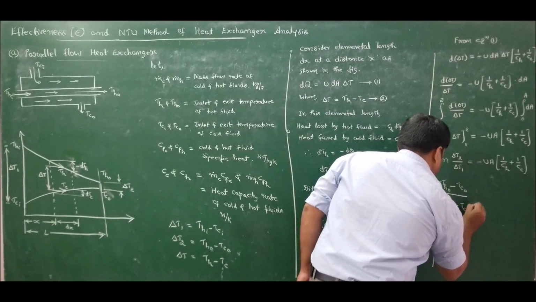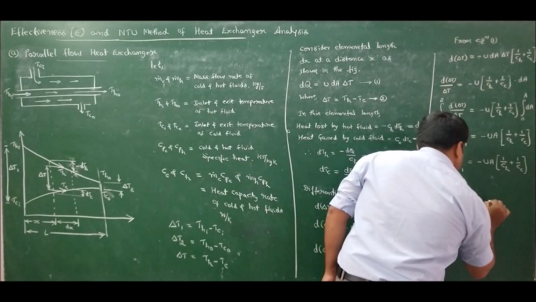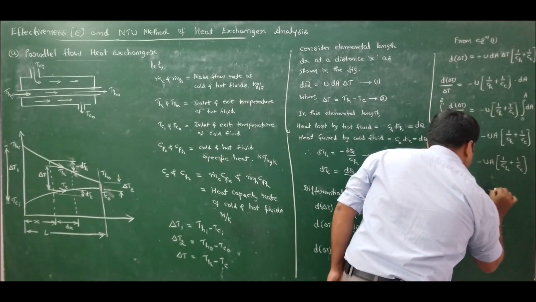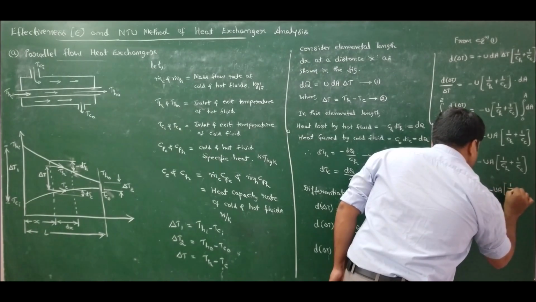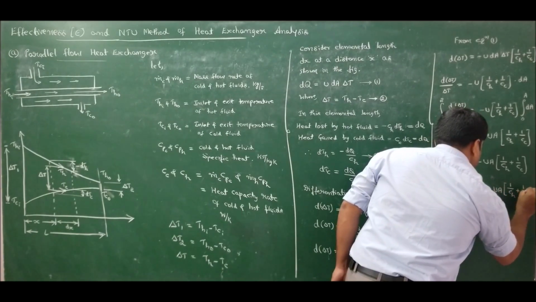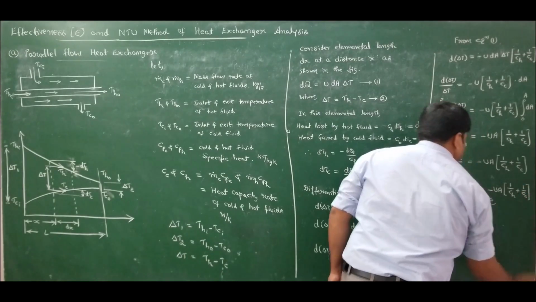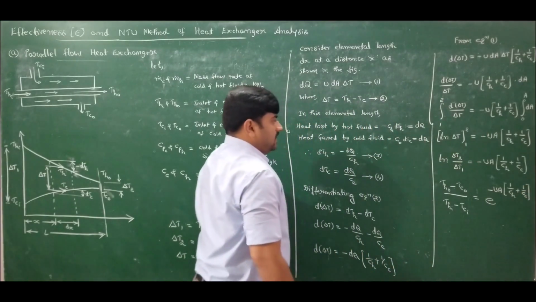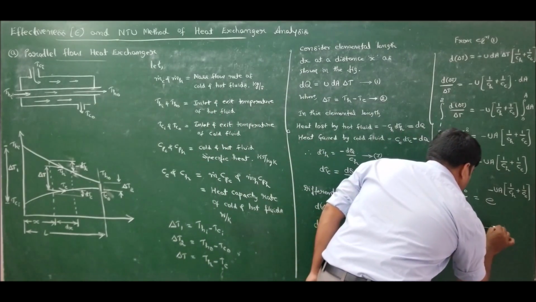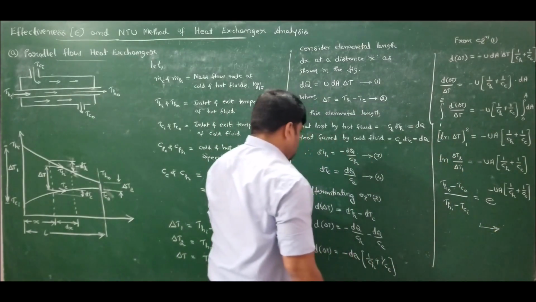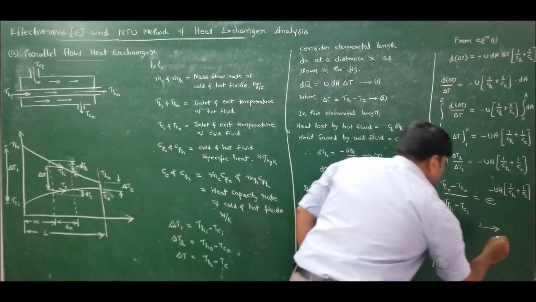THI minus TCI, this is equal to e to the power of minus UA times 1 by CH plus 1 by CC. Let us take this as equation number 5.